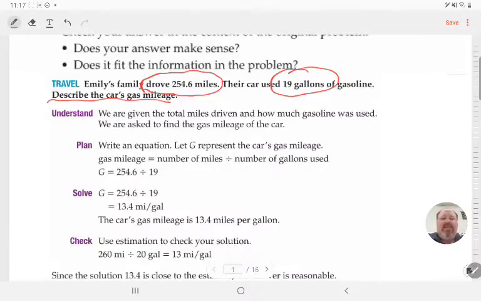And we can check that. We could use estimation to check that. So we could just say 260 miles, it's close to 254.6, and 20 miles per gallon is close to 19 gallons. It makes it very easy math, would be 13 miles per gallon. And since they are close and it's reasonable, then 13.4 miles per gallon would be the correct answer. So that's how you can use the 4-step process.